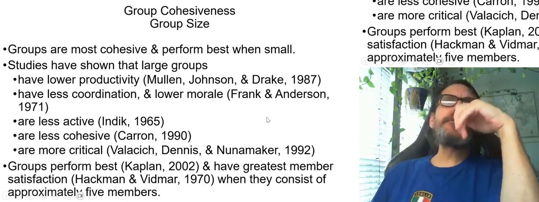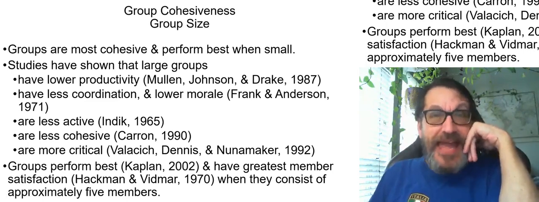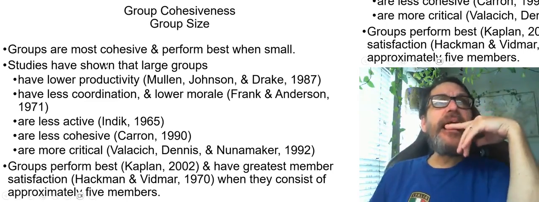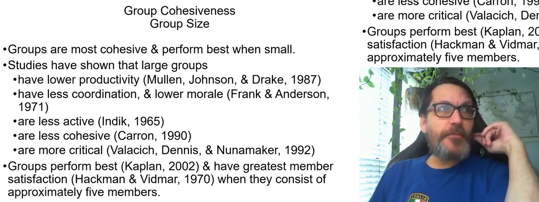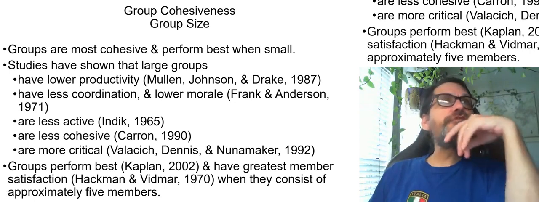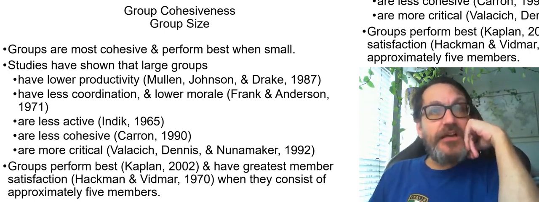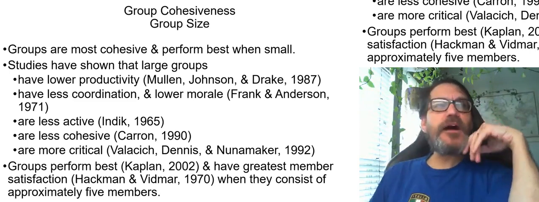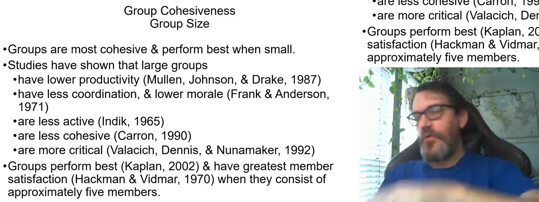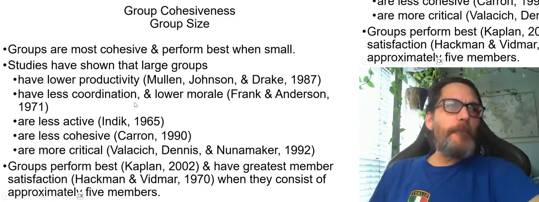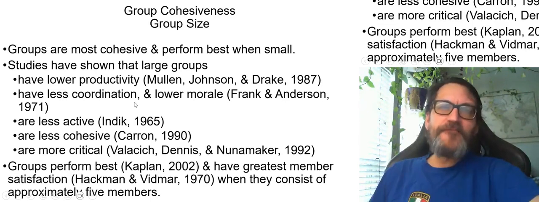Group size. Smaller groups tend to be more cohesive. Large groups tend to be less productive. What is large? It depends on the task. Large groups tend to have less coordination and less identification of who's responsible for what. They're less active, less cohesive, less critical. So groups perform best when they consist of about 5 members.